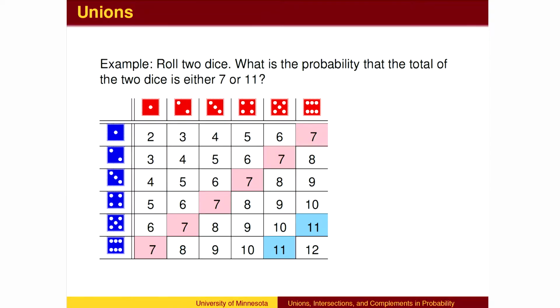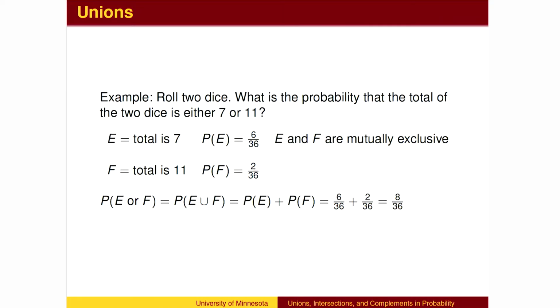Here is a visual of the situation. There are 6 occurrences of a total of 7, shaded in pink, and 2 occurrences of a total of 11, shaded sky blue, for a total of 8 possibilities out of 36. We merely add the pink and blue boxes together. Formally, the probability of E or F is the probability of E plus the probability of F.